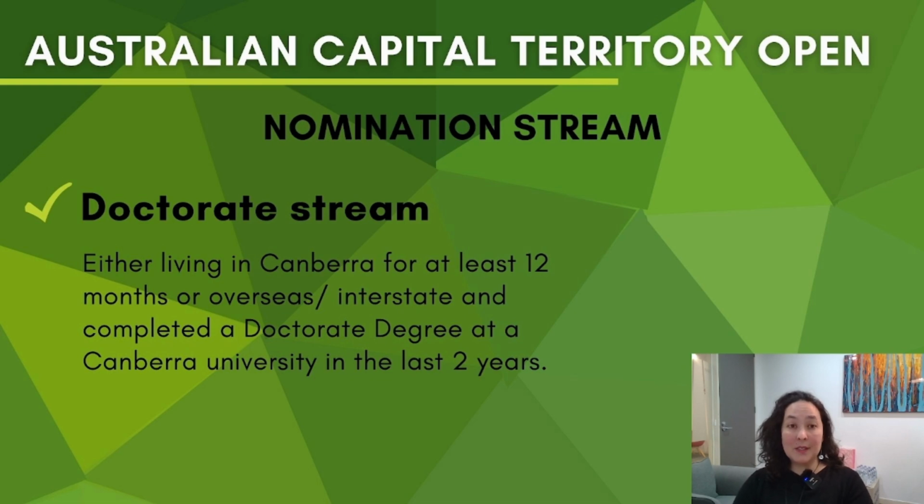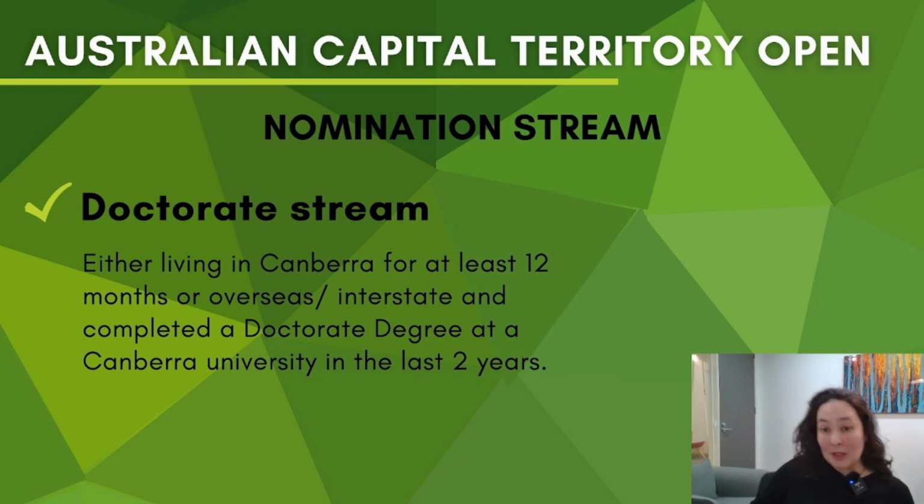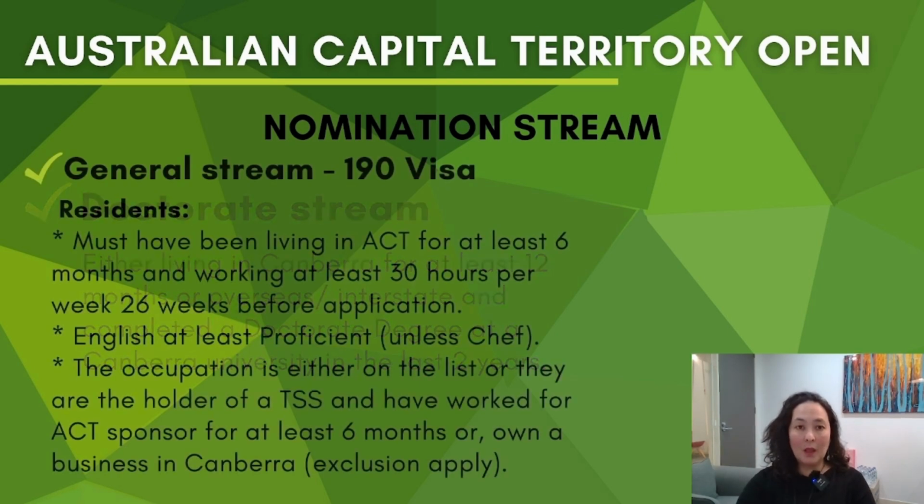So there's a special stream for those who have completed a PhD in Canberra. You need to be either living in Canberra for 12 months, or you are overseas or interstate and completed a doctorate degree at Canberra University in the last 2 years. So this is pretty straightforward and it's a streamlined stream. Once you complete the Canberra matrix, and if you're claiming that you have completed your doctorate there, you'll be automatically assigned to the doctorate stream.